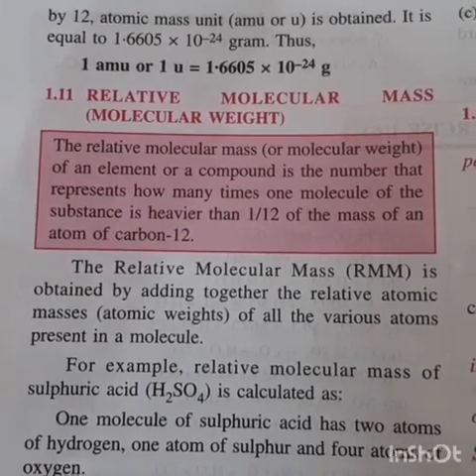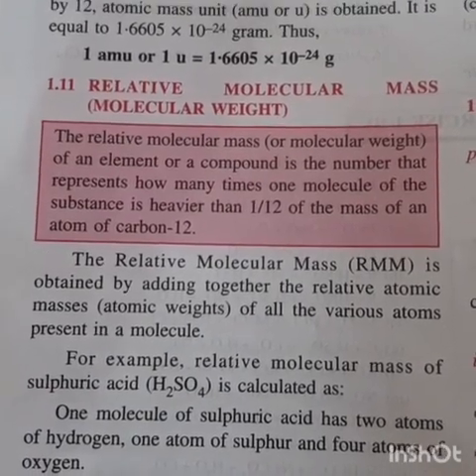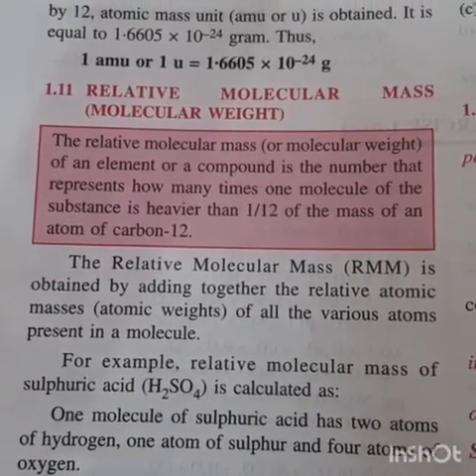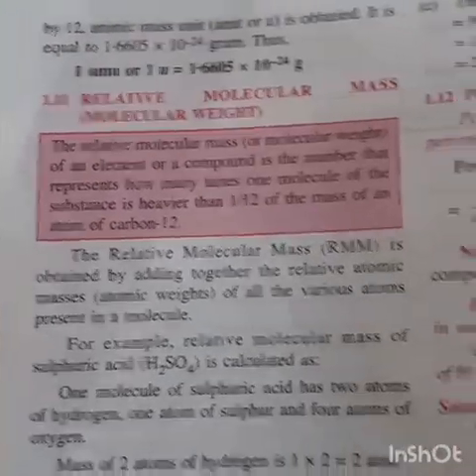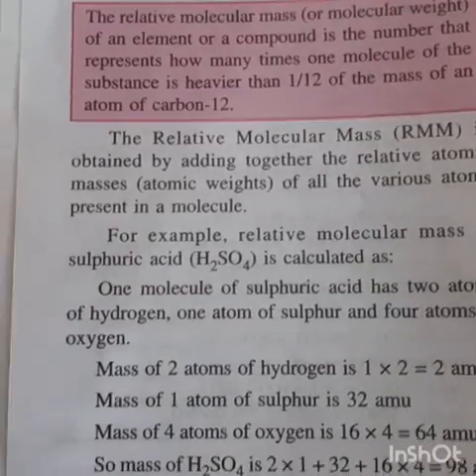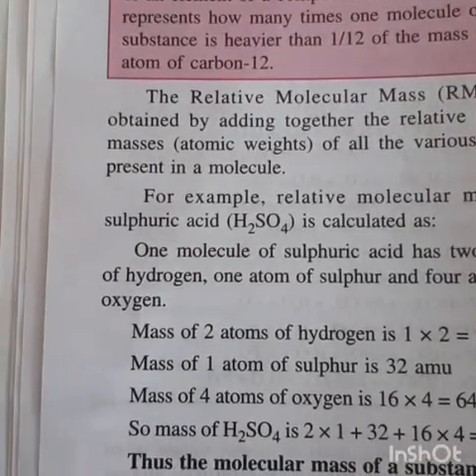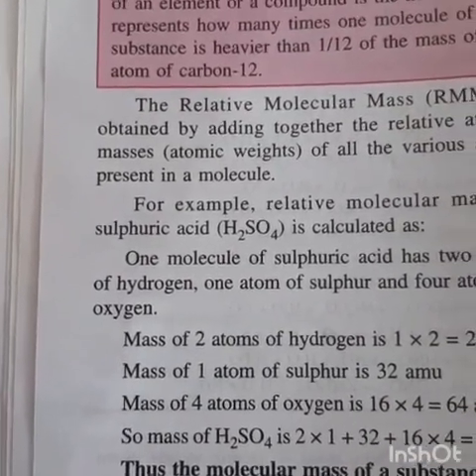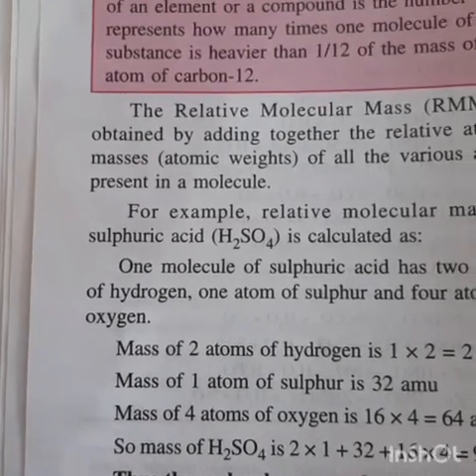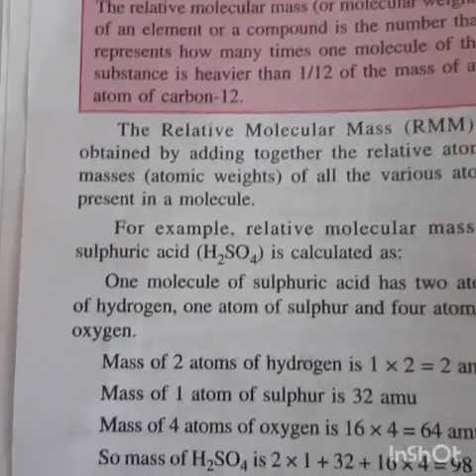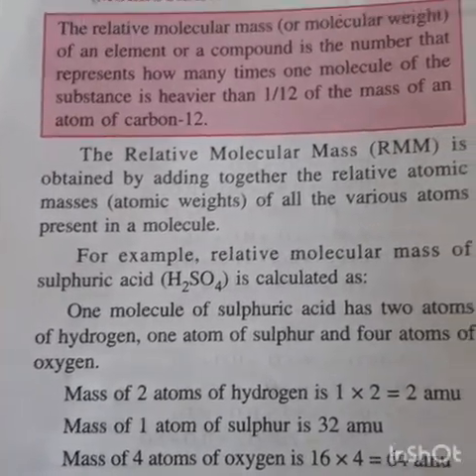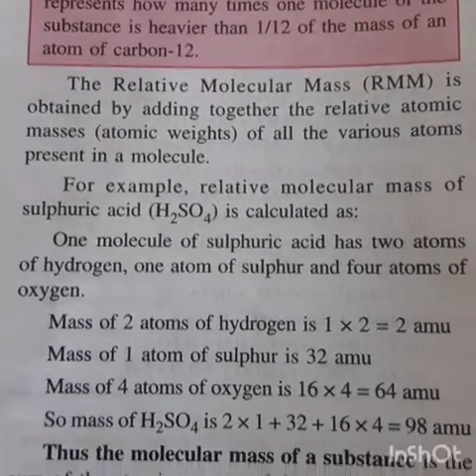The relative molecular mass is obtained by adding together the relative atomic masses of all the various atoms present in the molecule. That means if I have a molecule of sulfuric acid, the mass of hydrogen plus the mass of sulfur plus the masses of all the atoms of oxygen, added up together, will give me the relative molecular mass of sulfuric acid.